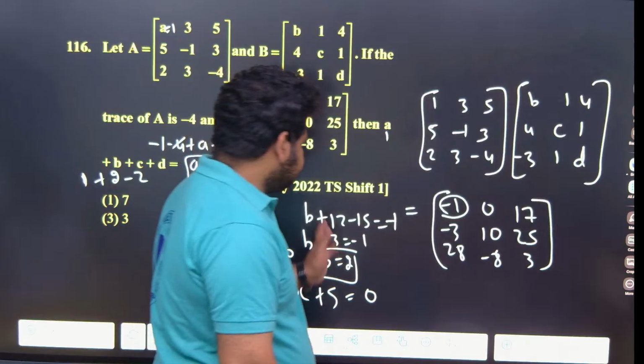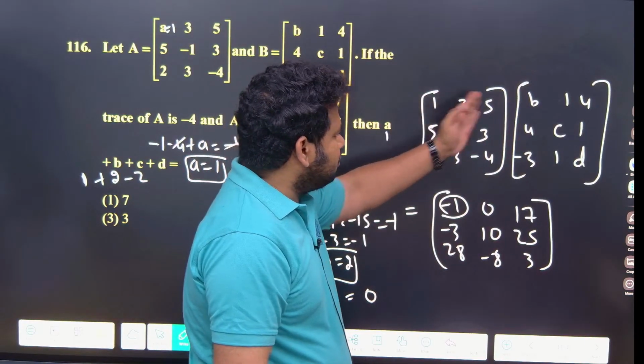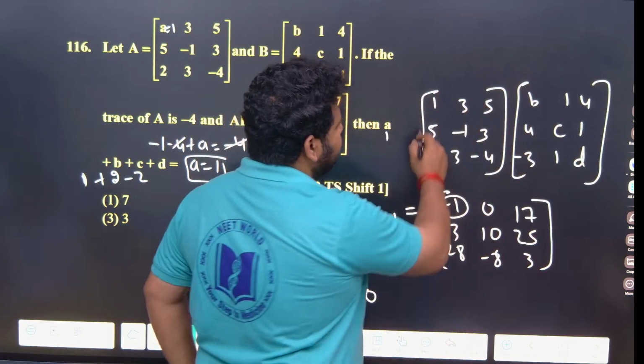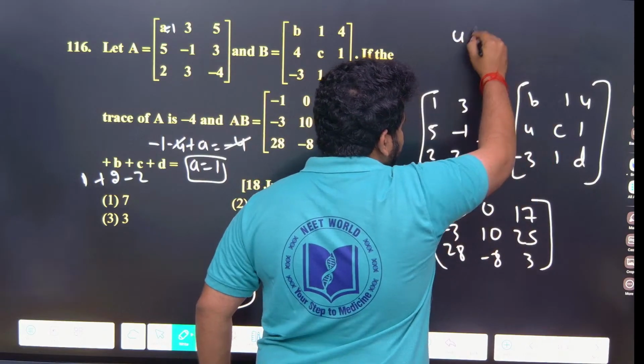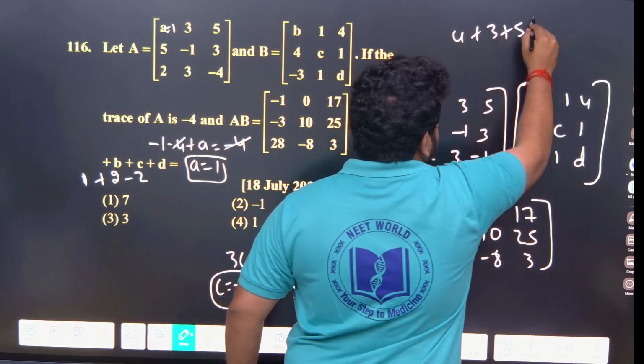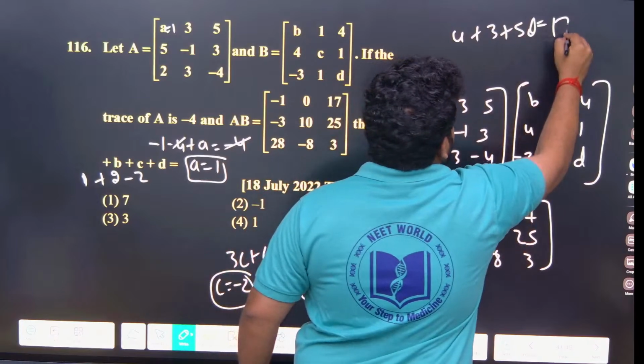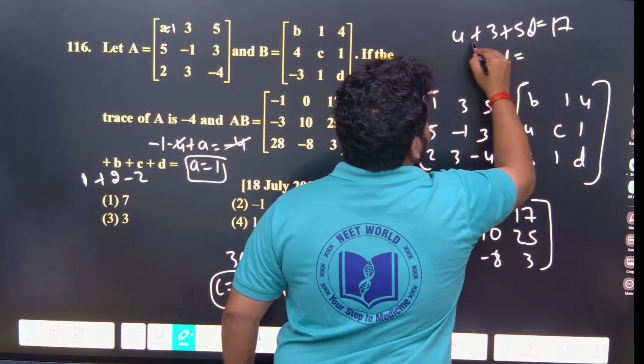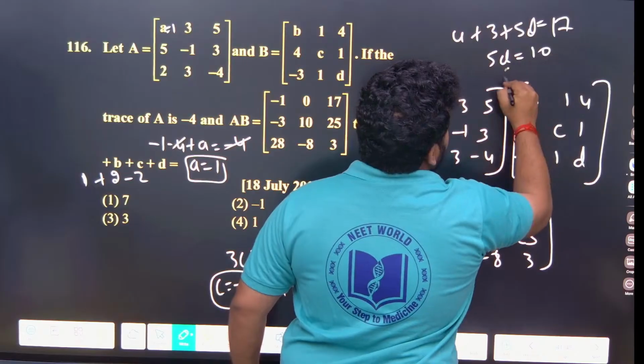Now see here, first row, last column. If I do that, what will I get? 4 plus 3 plus 5D is equal to 17. So 5D is equal to 17 minus 7, which is 10. So D will be equal to what?